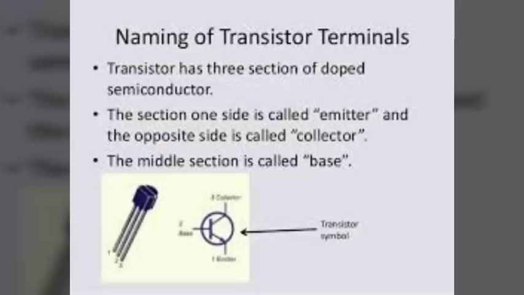Okay, and next is the introduction of the terminals of a transistor. The transistor has three sections of doped semiconductors. The section on one side is the emitter and the section on the opposite side is the collector. The middle section is called the base and forms two junctions between the emitter and the collector.